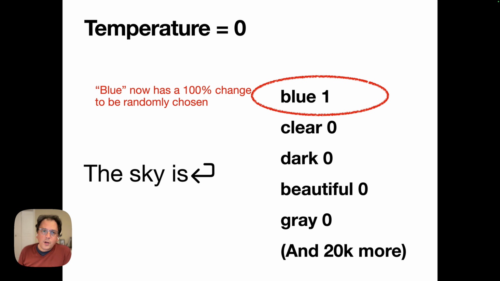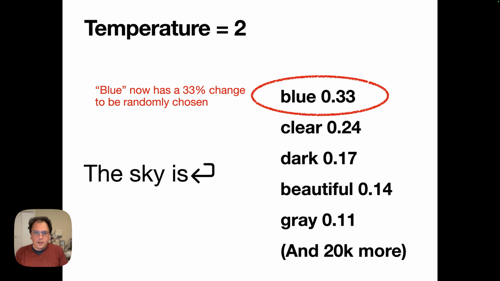If we set it to zero, what will happen is that the most likely next token will have the value of one, so it will have basically a 100% chance of being chosen, and all of the other values will be zero.